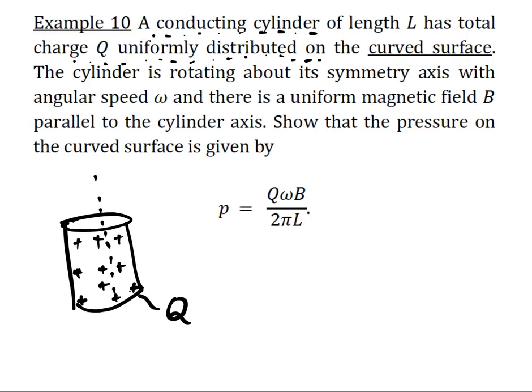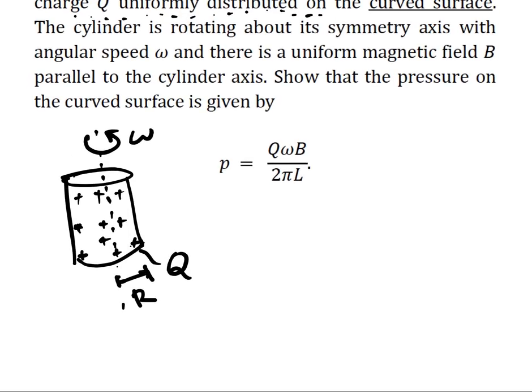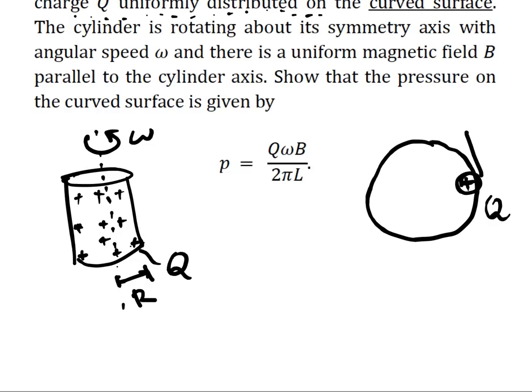And then this cylinder is rotating, so that if your cylinder has a radius of r, when I look at this cylinder from a top view and consider a charge q over here, your charge will move with a tangential velocity of omega times r.